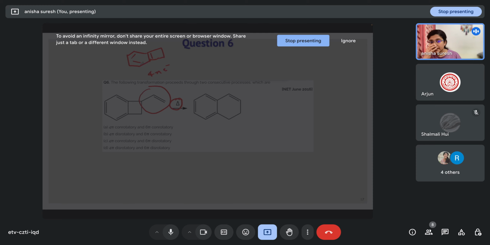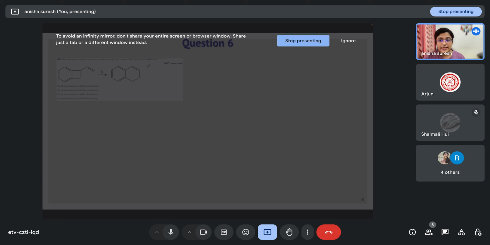So what will be the mode of rotation in that case? First, it will be 4n pi conrotatory, and afterward, it will be 6 pi disrotatory. Yeah, option C will be the right answer then. So we will see a similar question later also. So first it will undergo ring opening reaction.